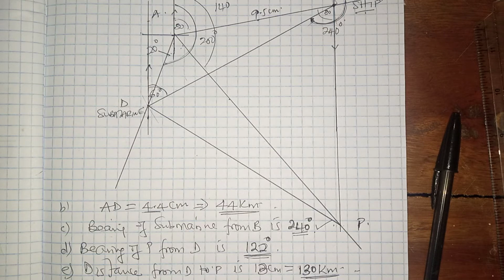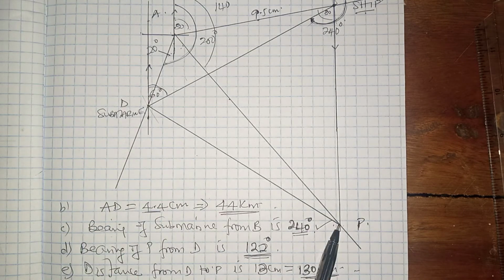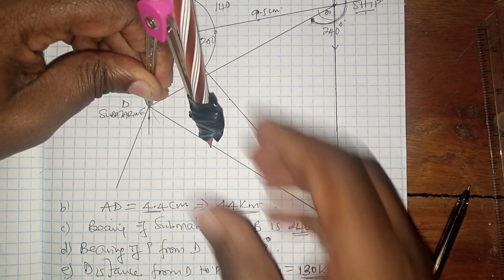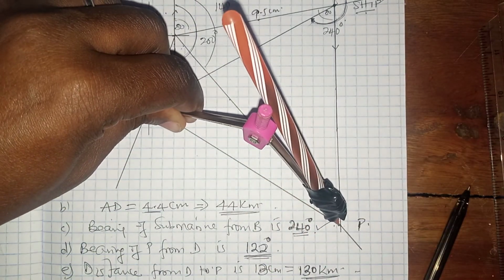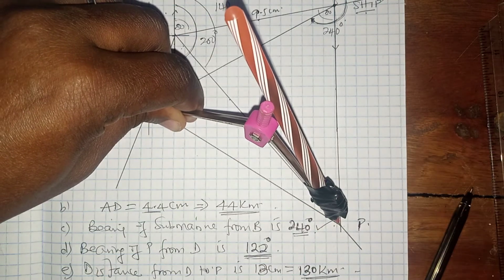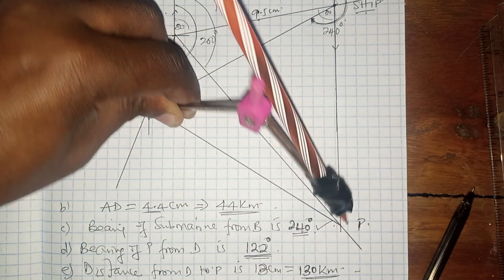Part E of the question: the distance the submarine had to cover to reach the island P. The submarine is moving from D to the island P. That is the distance. But of course, you remember to apply the scale.